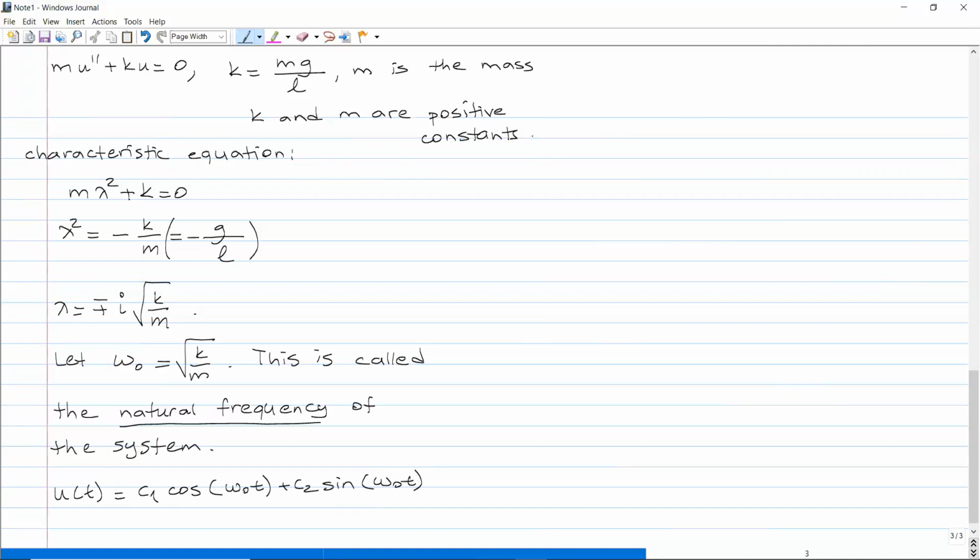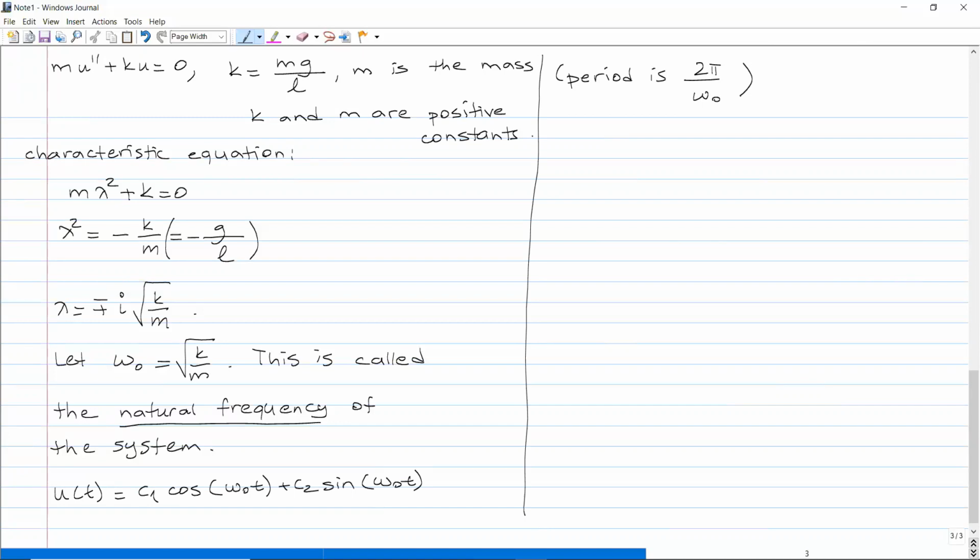You see the number omega 0 affects the period of the function. So the period of cosine and sine is 2 pi, but inside cosine and sine, when you use omega 0 t, it means the period is 2 pi over omega 0, right? So the period changes with this number omega 0. That's why it's called the natural frequency.